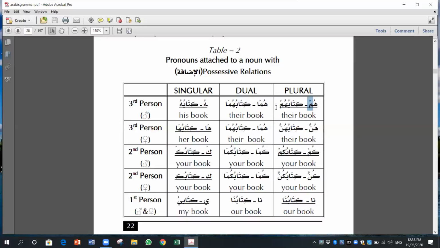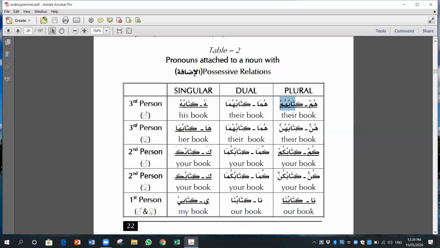So hum can be attached also and detached also, but definitely the meanings are different, Aisha. If it is detached, it will be separate, like they. As I said, hum talabun, they are students. The meaning will be they. But if it is attached, the meaning will be their, because we are showing possession. This is the difference.